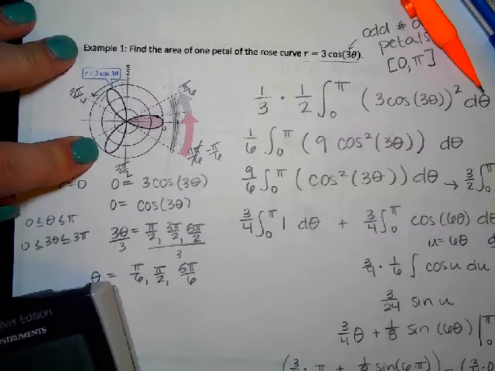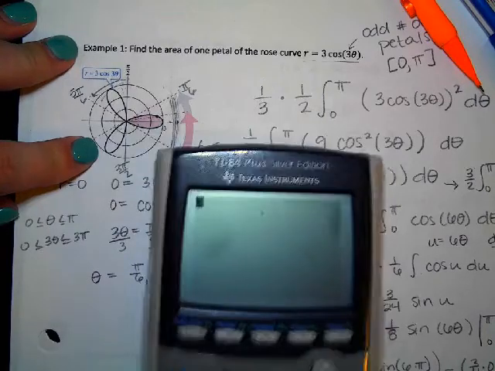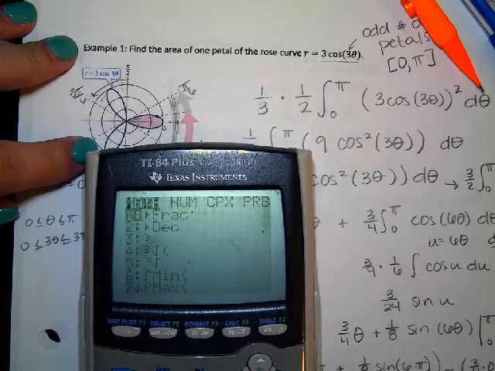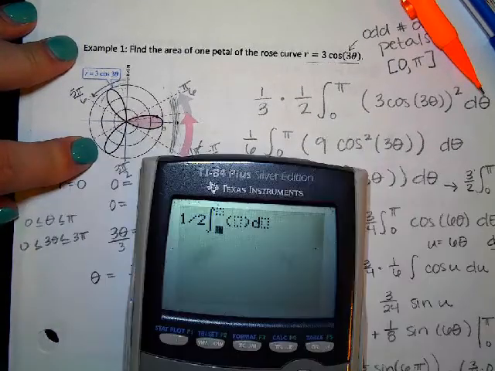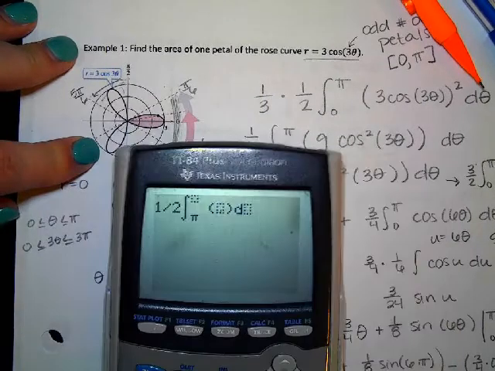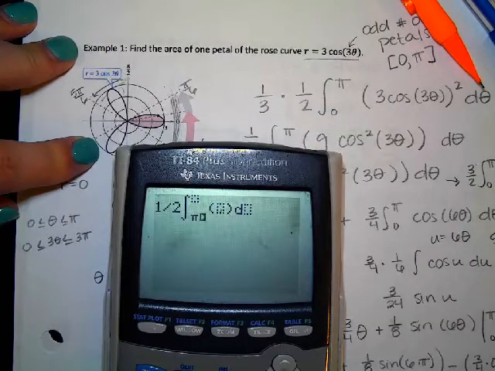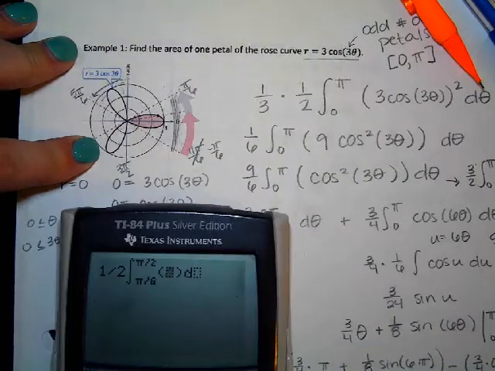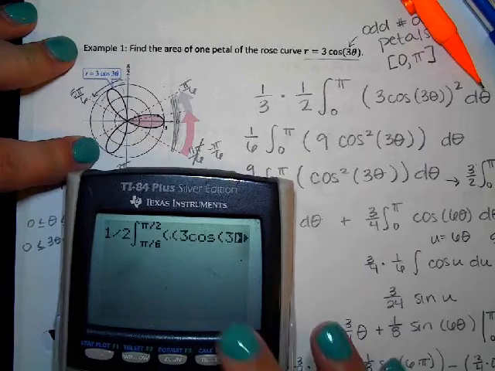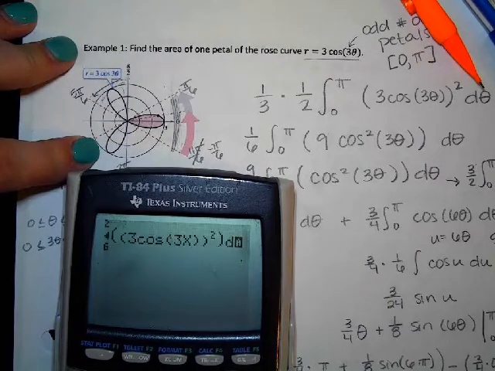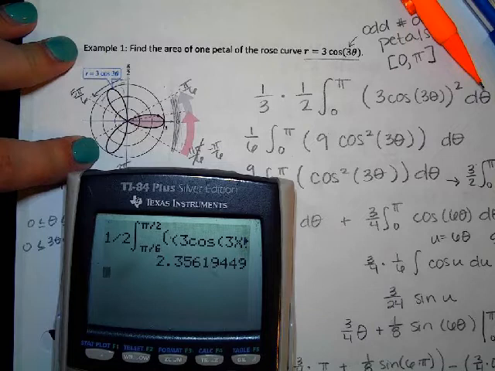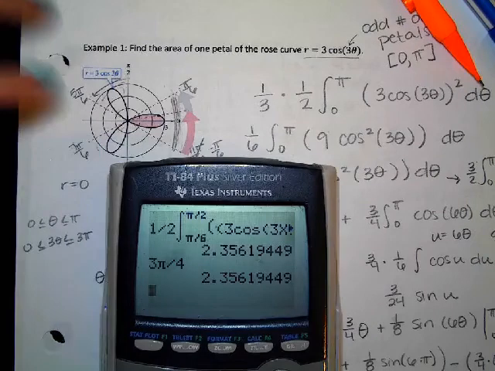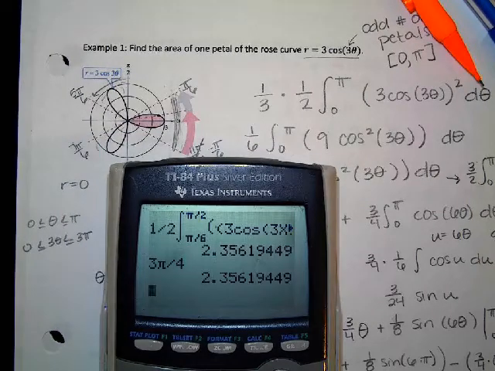So we know the answer is 3 pi fourths, so let's double check and just make sure it gives us the right thing. So we're going to have 1/2 in front, and then we're going to do pi halves, and then we have 3 cos 3 theta squared, and we want that to equal 3 pi fourths. Yeah. So it's the same petal, it's just the petal with like a negative radius.